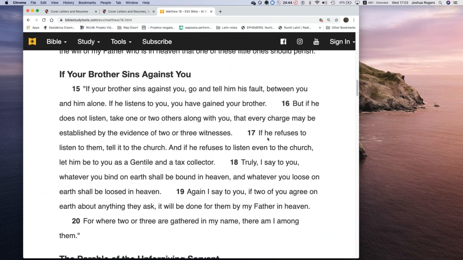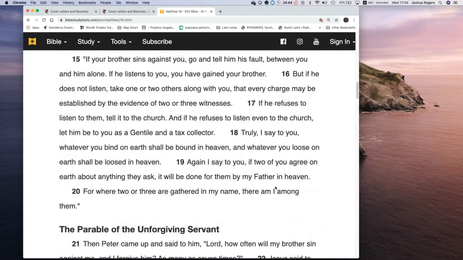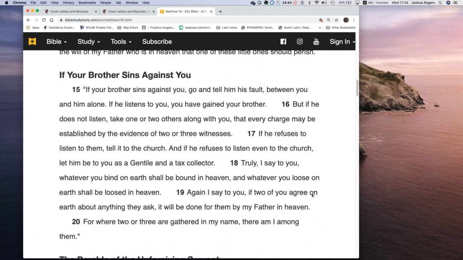So after you've done everything you can to resolve the conflict, at some point you're going to just have to walk away and say, okay, I've done everything I can. And God's going to have to be the ultimate judge on that. But verse 20 says, where two or three are gathered in my name, there am I in the midst. That is the basic foundation stone of all community right there, right? Two or three gathered in the name of Jesus, whether for work, for worship, for family, for government, ultimately they can build community together.